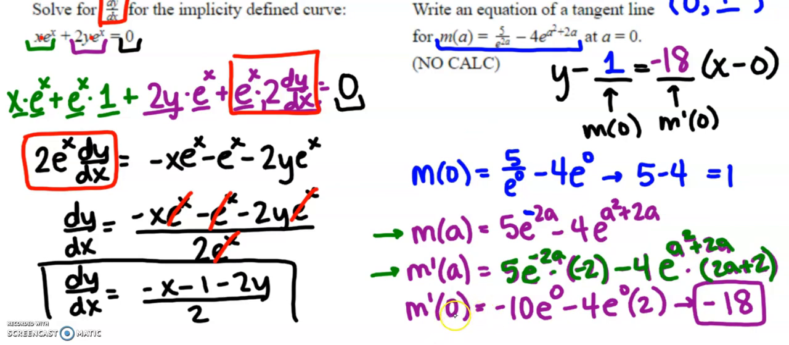The next thing that I did is I substituted in 0. So 5 and negative 2 made my negative 10 e^0, minus 4 e^0 times 2 times 0 plus 2, which is 2. Altogether, I come up with negative 18.